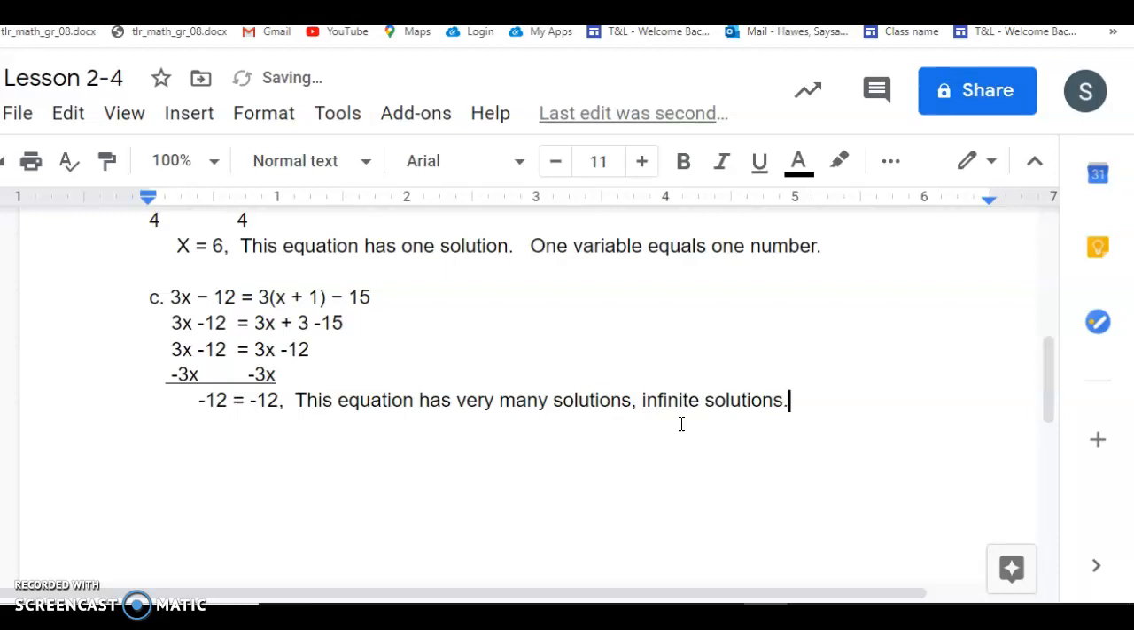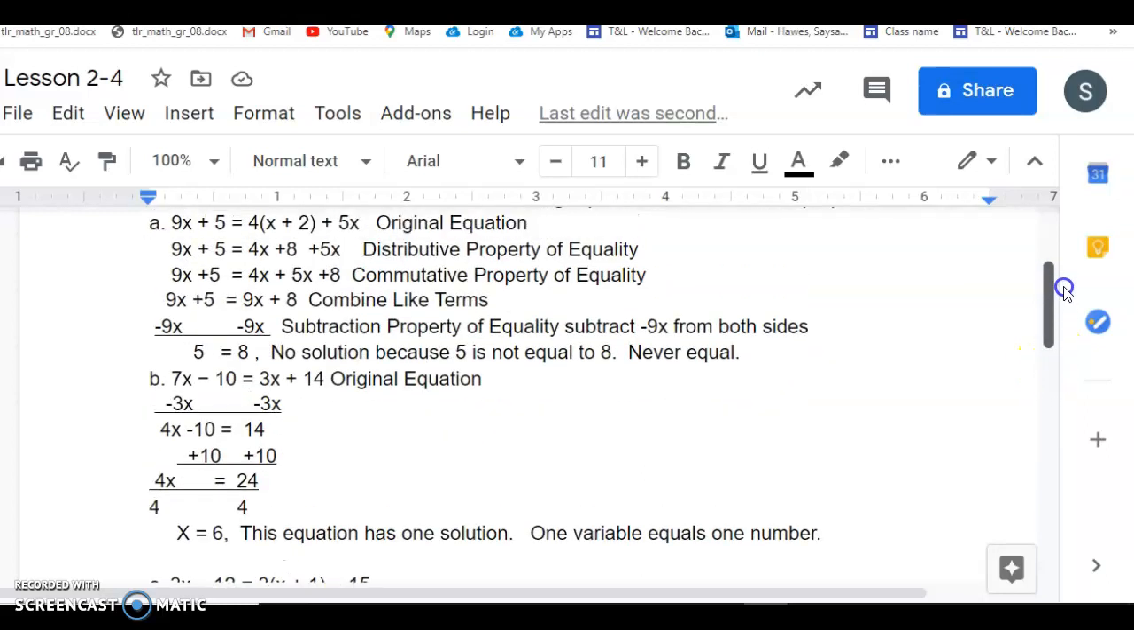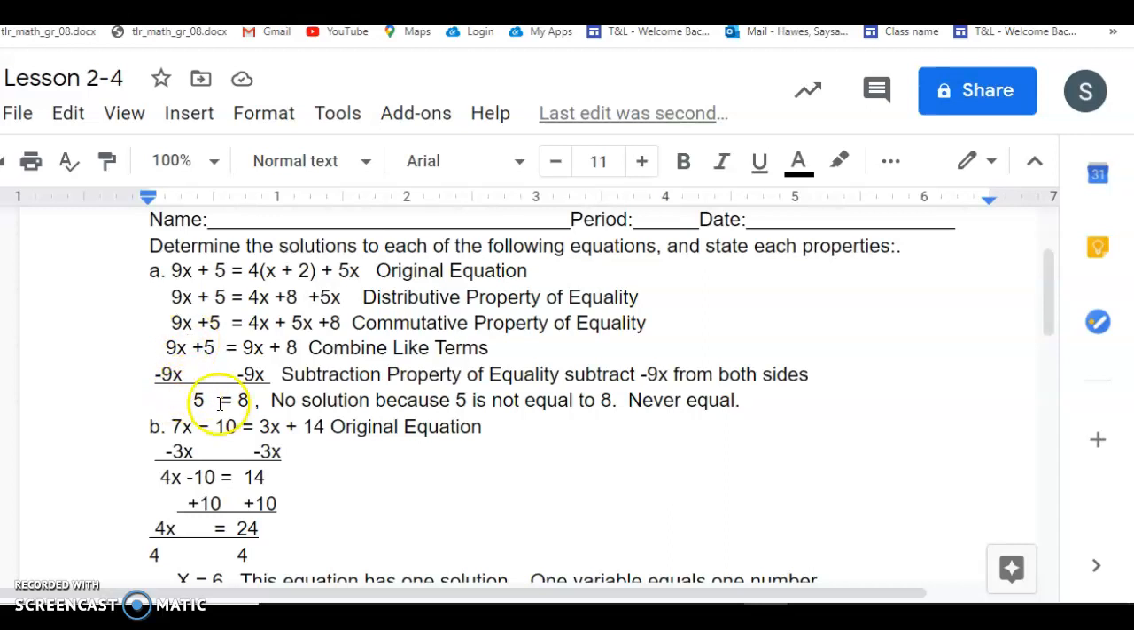Okay, it's a lot of questions, it's a lot of answers. So any x value will make this equation true. Okay, that's all for determining the solution for the equation. You just decide if the result comes out as numbers on both sides or variables on both sides, but they're not equal to each other. For example, on A you have 5 equals 8, and 5 is never going to be equal to 8. That means this equation has no solution.